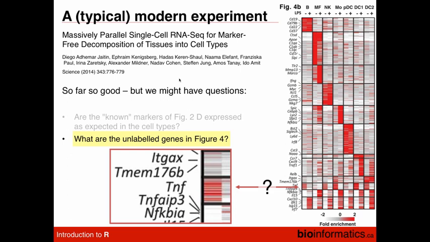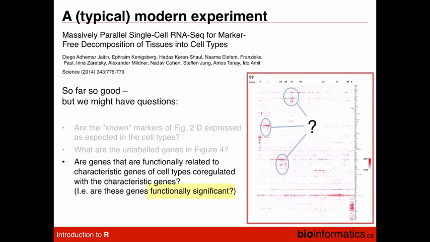So are these housekeeping genes that the cells need to switch off when they go into their active immune state? Or are they active suppressors of immunity, which might be quite interesting? I don't know. But can we have a look from the data that's published? Well, that may be an interesting question to ask.